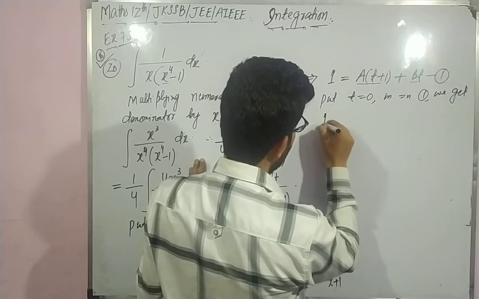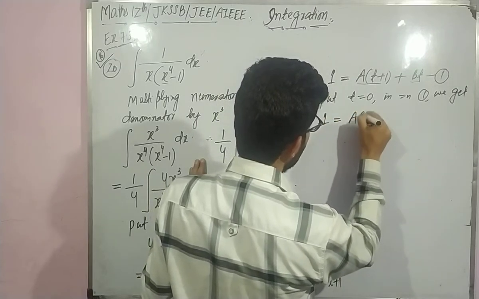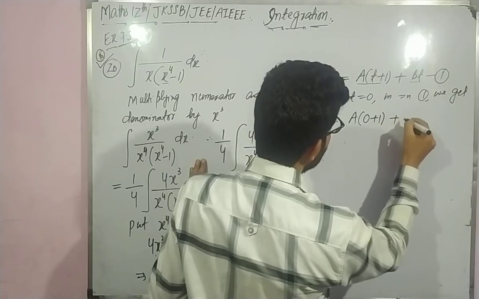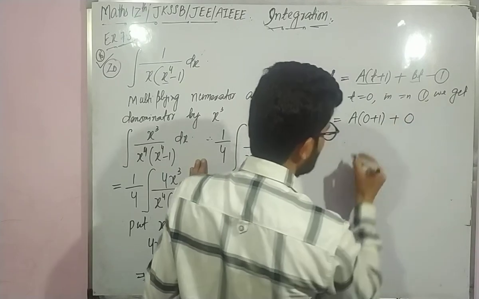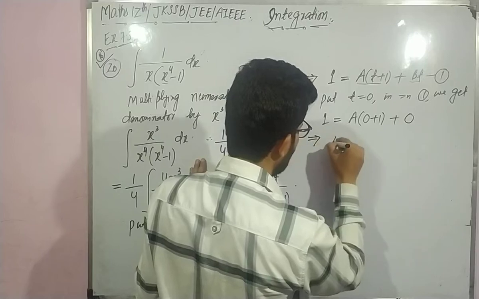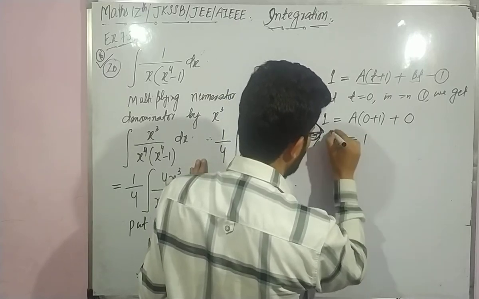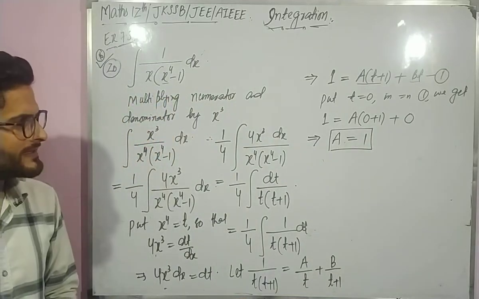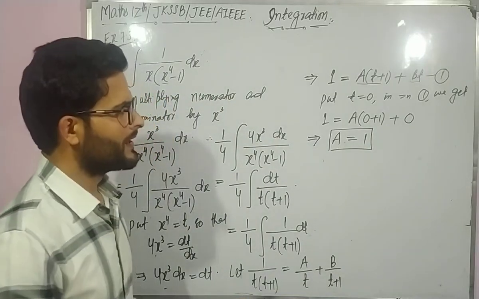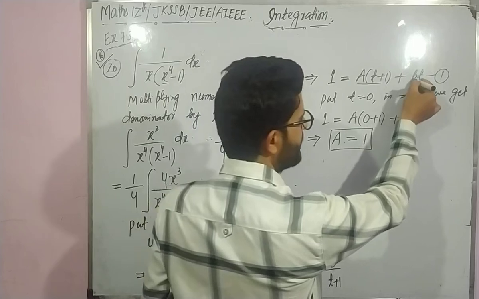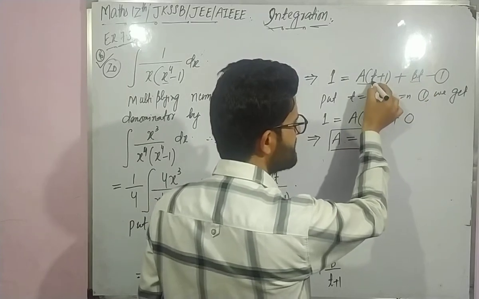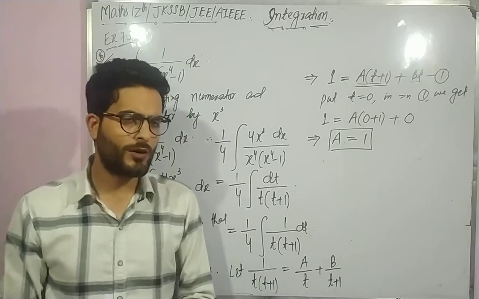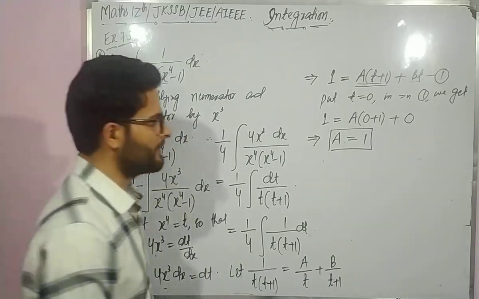We get 1 must be equal to a into, t is put as 0, so 0 plus 1, plus b into t, which means this will become 0. So obviously we get the value of a is equal to 1, because 0 plus 1 is 1, a into 1 is a. Now we will find the value of b. For that we put t equal to minus 1, because minus 1 plus 1 will become 0 and a gets eliminated.